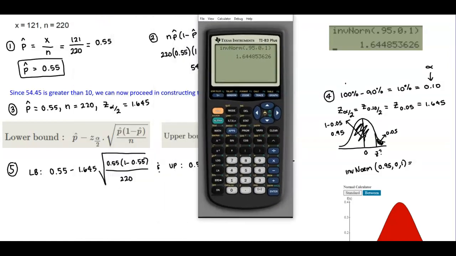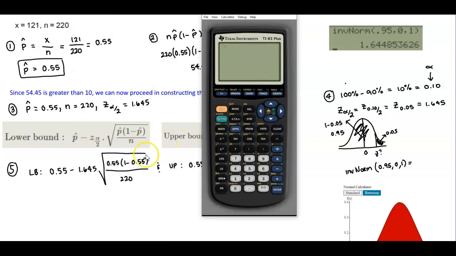Okay, so let's go ahead and use our calculator. If we want to use our calculator here, we're going to put in what's inside the radical first. We're going to take 0.55 and multiply that by 1 minus 0.55 and then hit enter. And then we can divide by 220. Okay, now we got the number inside. We're going to take the square root of that, so we're going to take the second square root, and then use the answer key, which is the previous answer.